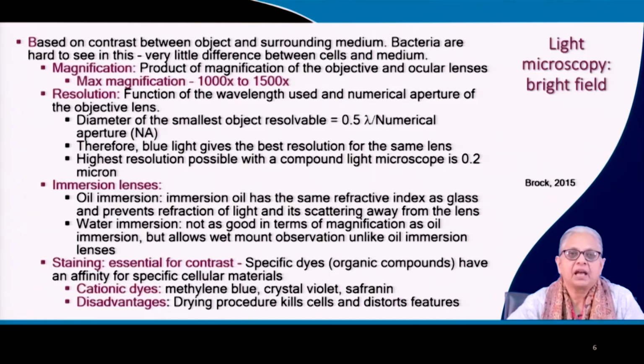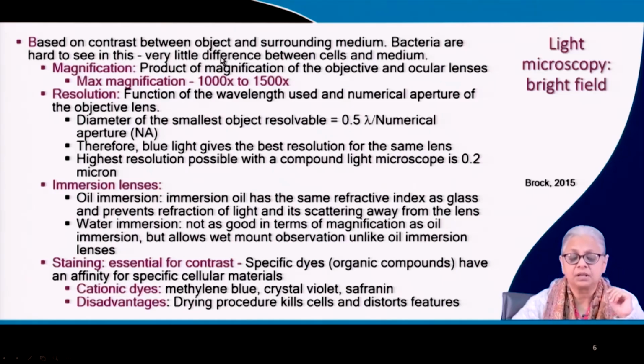Now, so we have an object and its surrounding media. And like I said, unlike algal cells, which have pigments in them and are much easier to see under a bright field microscope, bacteria generally don't have pigments. If you have an object which is 70 to 90% water, with no pigments, it's practically water. So it's very difficult to see something that is in water and just like water. Like I said, it's very difficult to see bacteria unless you stain them. So we will come to staining at the end of this slide.